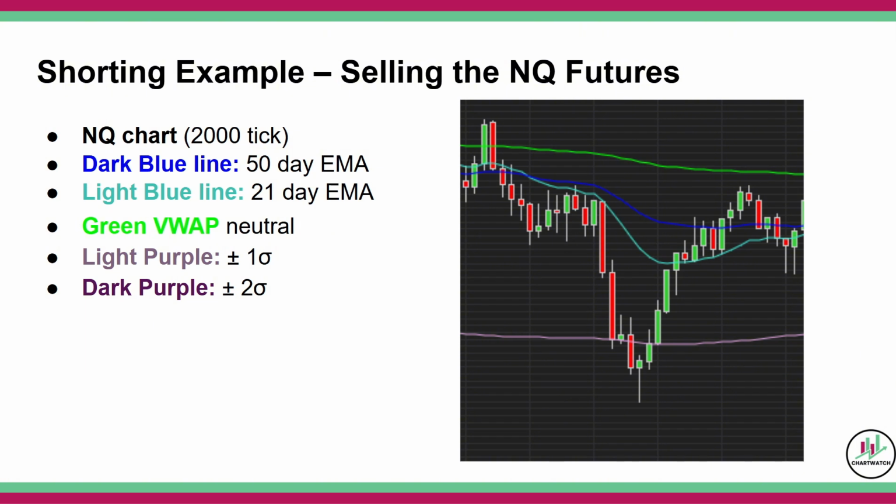This next trade is an example of a short trade setup, and this was taken on NQ, which is the Nasdaq E-mini, using a 2000 tick chart. All of these are the same. And so in this case, price is clearly in a downward trend and failing to recover above key dynamic levels. So here, let's walk through what's happening.